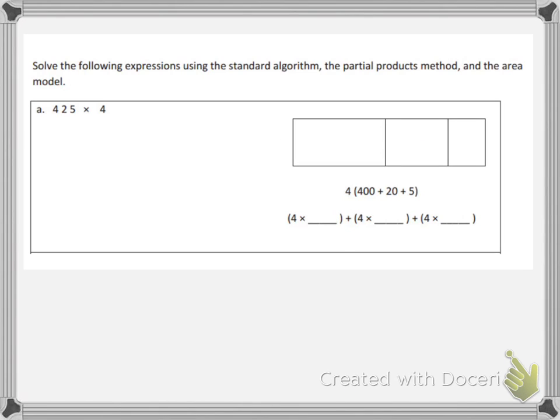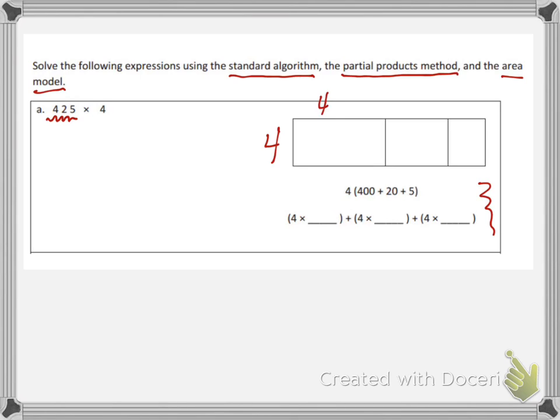In this next problem, they're asking us to solve this the standard algorithm way, the partial products method, and the area model. But I noticed that over here, this is actually called the distributive property. So they're asking for 4 different ways to solve 425 times 4. So this might take us a little while, but it's nice to see all the different ways that we can multiply.